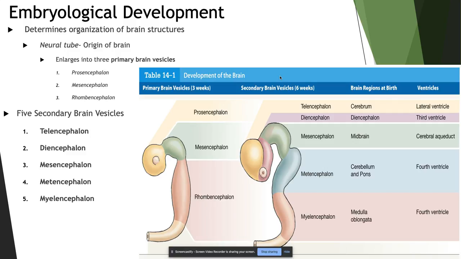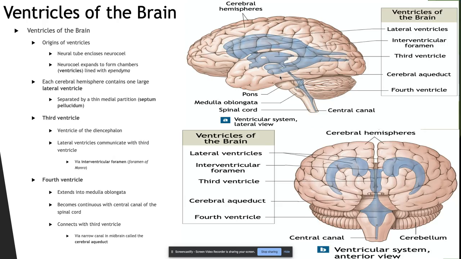The embryonic origins of the brain can help us understand its internal organization. The CNS begins as a hollow cylinder known as a neural tube, and this tube has a fluid-filled internal cavity called the neurocoel. In the cephalic portion of the neural tube, three areas enlarge rapidly through expansion of the neurocoel. This enlargement creates three prominent divisions called the primary brain vesicles, and they are named for their relative positions: the prosencephalon, or the forebrain, the mesencephalon, or the midbrain, and the rhombencephalon, or the hindbrain.